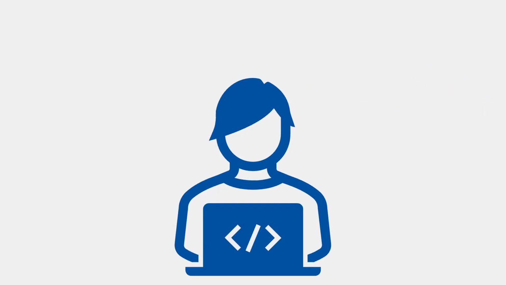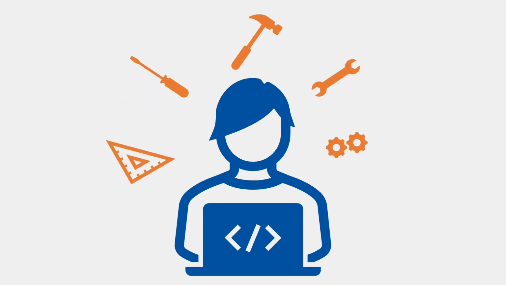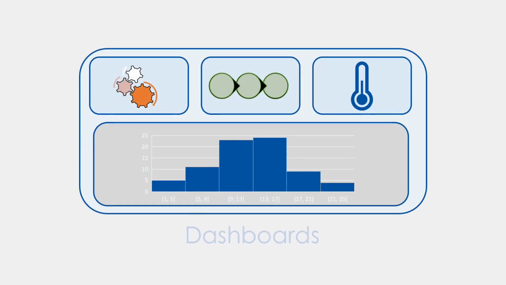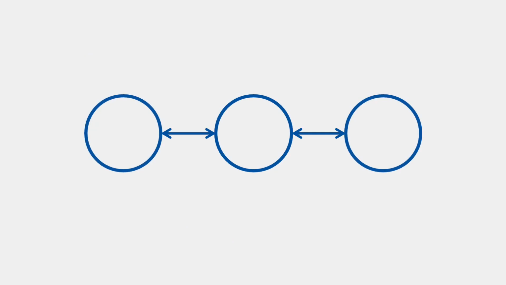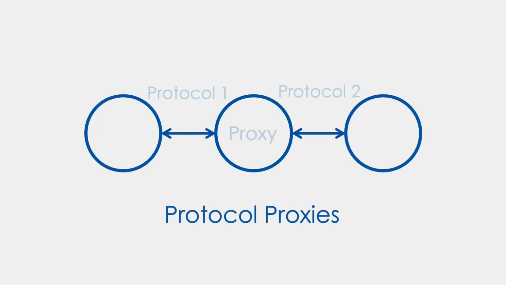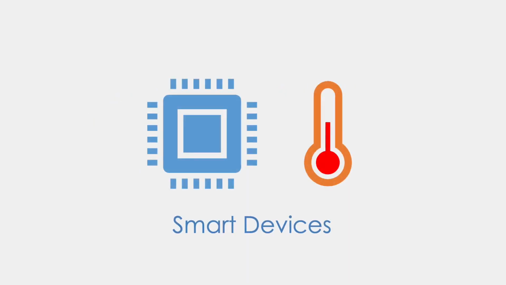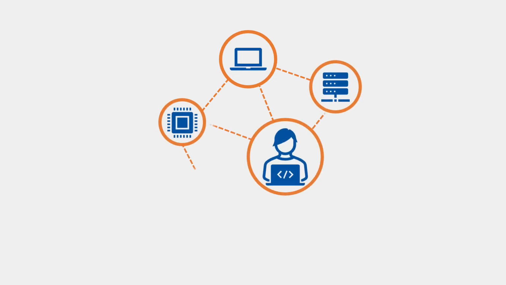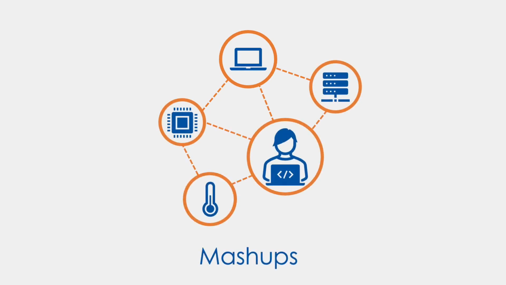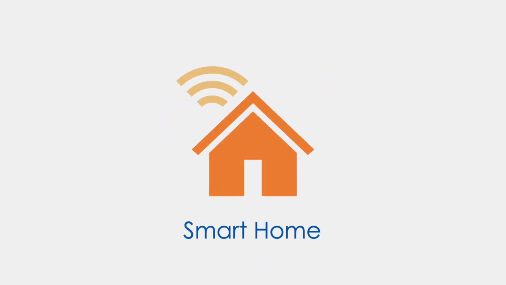At the end of the series, you will have all the tools in your belt to build Web of Things applications. With all these tools, you can build actual software such as dashboards, protocol proxies, smart internet-connected devices, mashups of Web of Things devices and services, in many domains such as smart homes and factory automation.